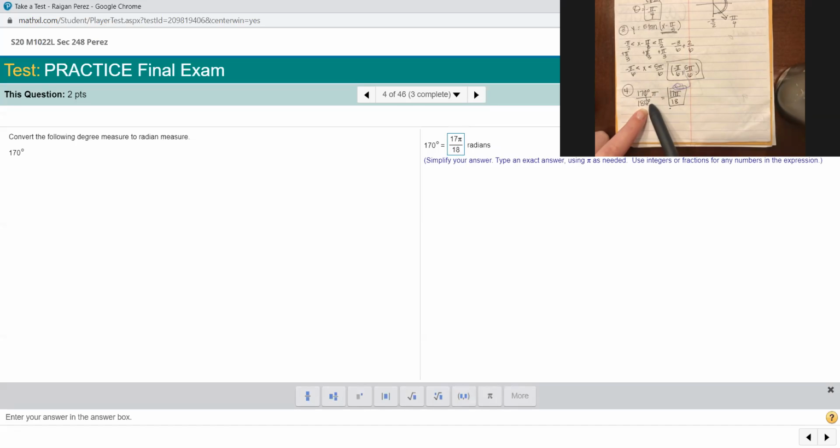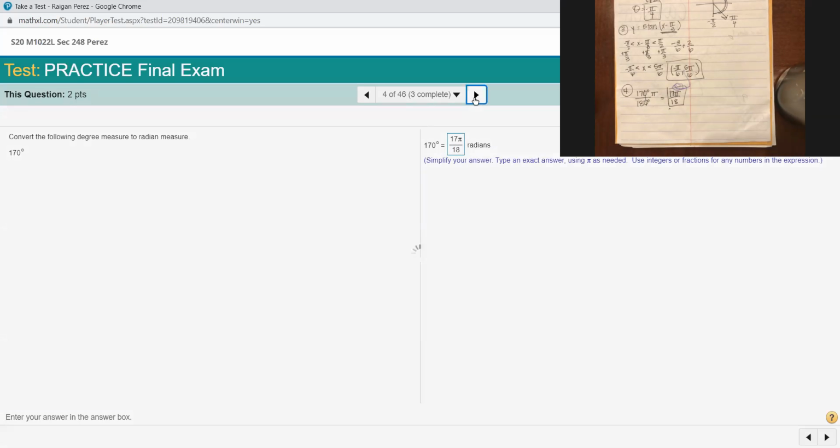You multiply by pi over 180. But if it was radians to degrees, remember you do the opposite, 180 over pi.